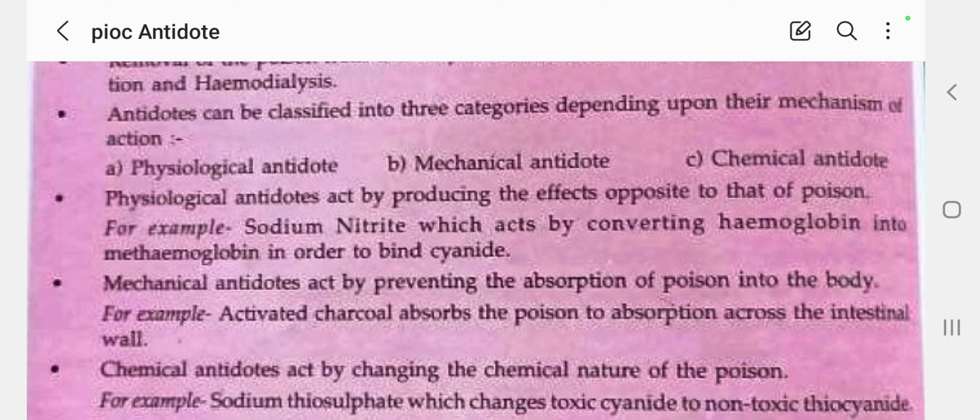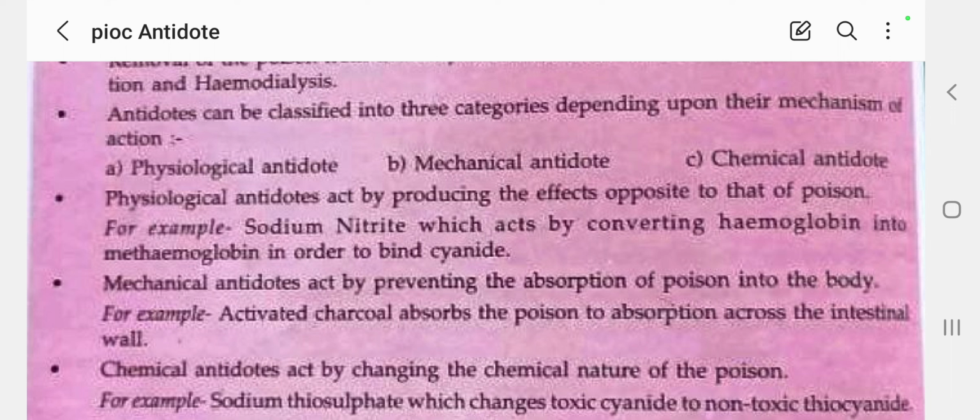For example, if a person ingested poison intentionally or unintentionally, we are going to treat them with the help of an antidote. Here there are three mechanisms: physiological, mechanical and chemical antidote. For the physiological antidote, the pharmaceutical inorganic agent used is sodium nitrite. After giving sodium nitrite to the poisoned patient, it converts the hemoglobin in our blood into methemoglobin in order to bind cyanide. So this sodium nitrite is especially used for the treatment of cyanide poisoning.